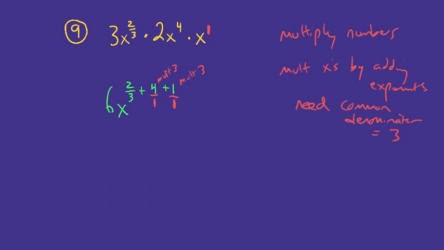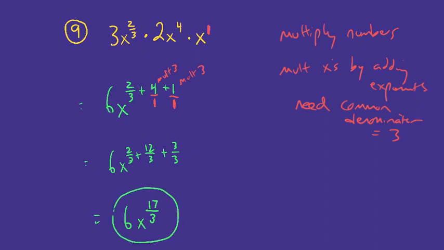So now we've got 6x to the 2/3 plus 4 over 1 multiplied by 3 is 12 over 3. 4 times 3, 1 times 3. And then 1 multiplied by 3 is 3. And the same on the bottom. And then we've got 2/3 plus 12/3. That's going to be 14/3 plus another 3, 17/3. Our common denominator we keep.